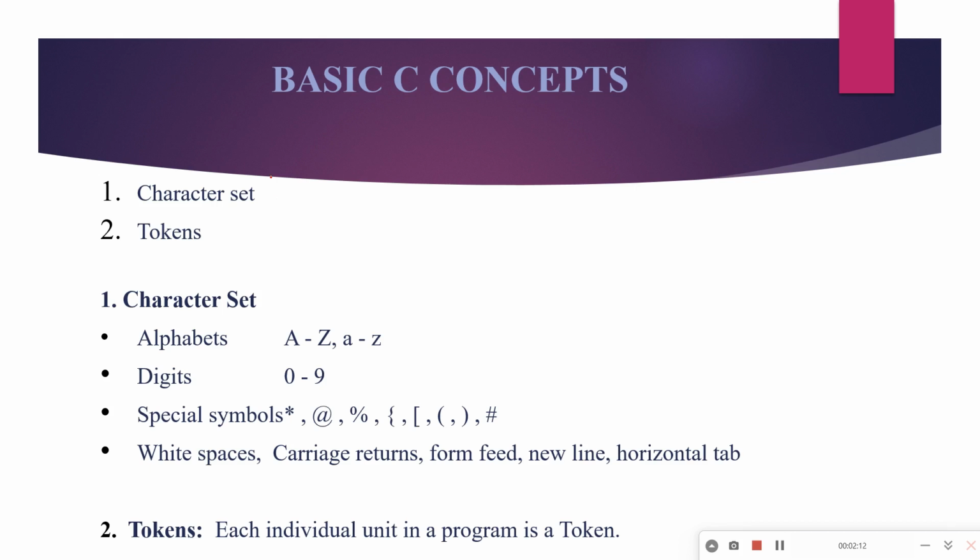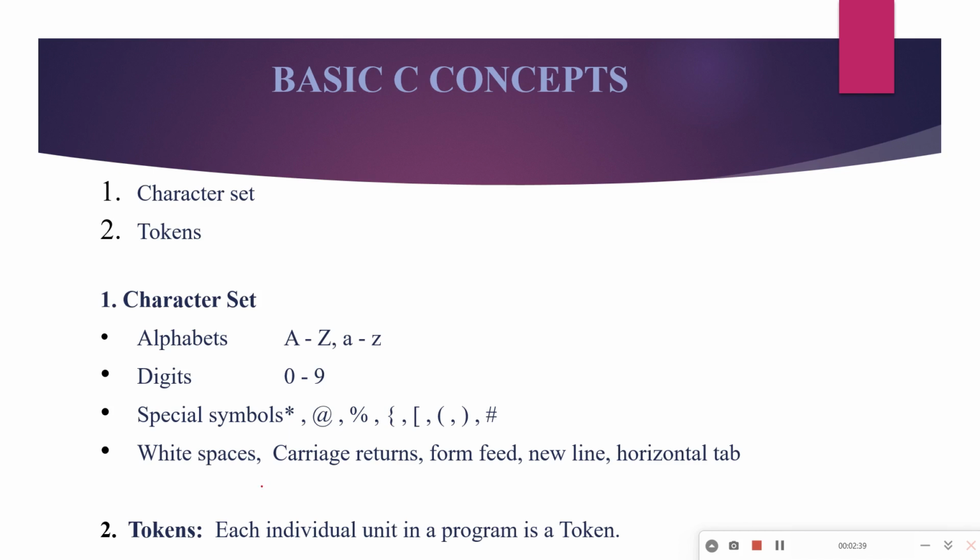For example, alphabets we already know: capital letters A to Z, then small letters a to z, then digits 0 to 9, then special symbols like the at symbol, percentage symbol, dollar symbol, hash symbol, then open curly bracket, closed curly bracket, rectangular brackets. Whatever special symbols you have on your keyboard all come under special symbols.